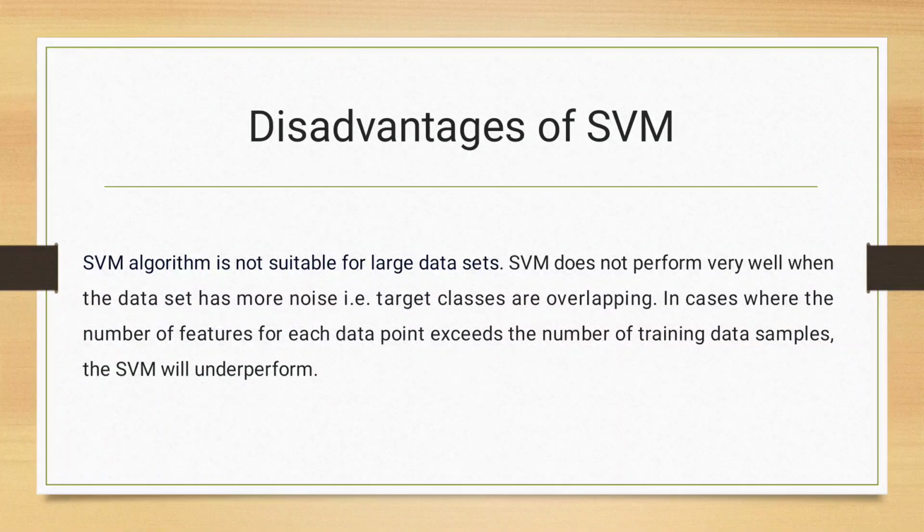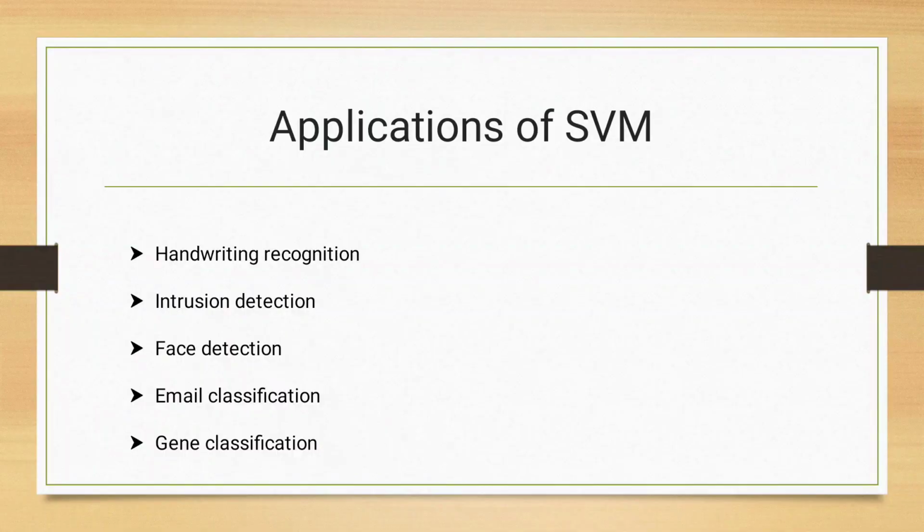So, applications of support vector machine: handwriting recognition, intrusion detection, face detection, email classification, and gene classification. These are the applications of support vector machine.